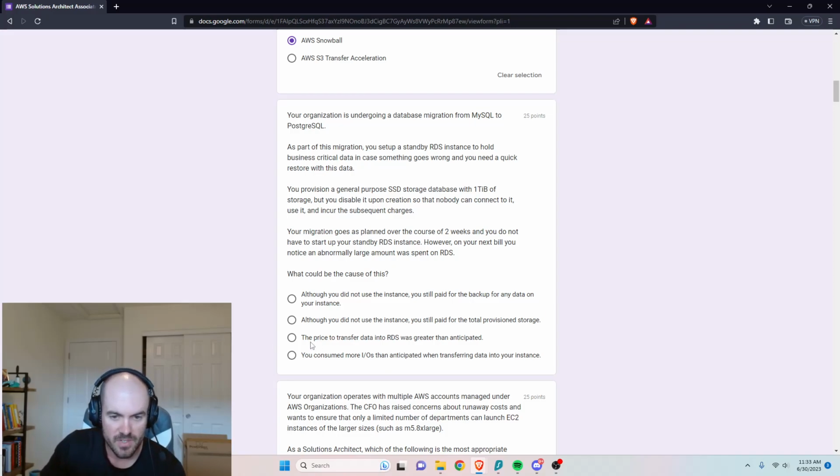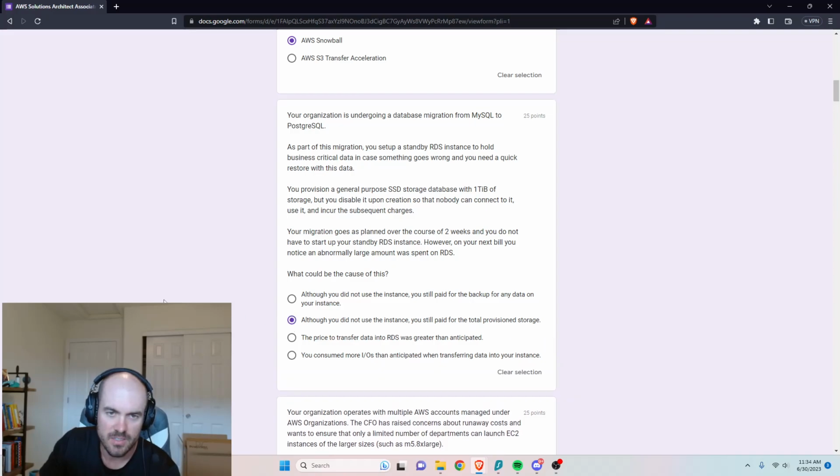The price to transfer data into RDS was greater than anticipated. This is also free, transferring data in. And you consumed more IOs than anticipated when transferring data into your instance. I don't believe that is also something that you pay for because, again, you're transferring data in. So I'm going to go with answer B here. All right. You've finally gotten away from answer D.